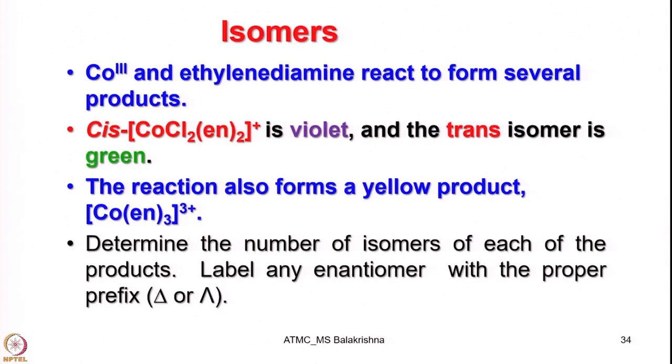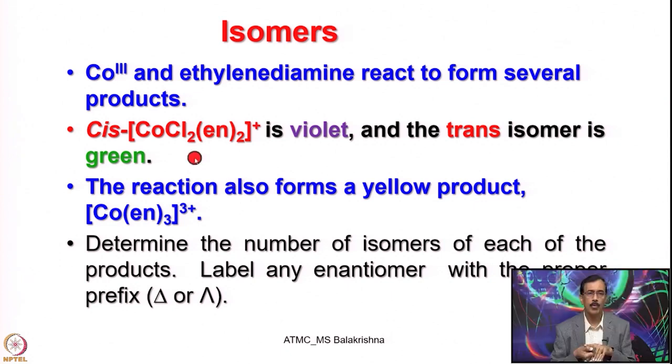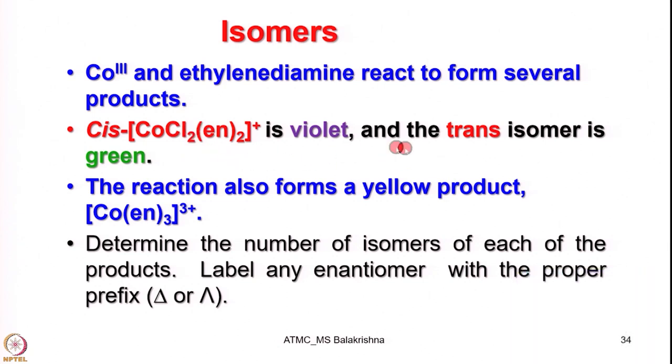Cobalt(III), when it is treated with ethylenediamine, can react in different ways and several products can be formed. One such compound having two ethylenediamine and two chloride in the secondary valency is violet, and the trans isomer is green. So that means when you are making this one, there is a possibility of formation of the trans compound, and the trans compound is green whereas the cis compound is violet. When you are using excess ethylenediamine, the reaction also results in the formation of a yellow product having this composition, tris(ethylenediamine)cobalt(III).